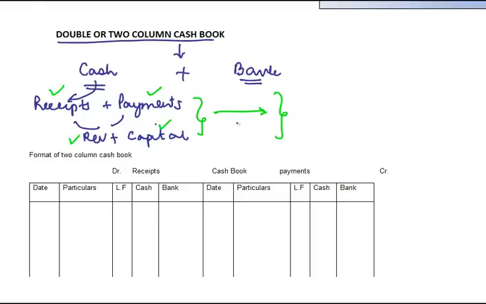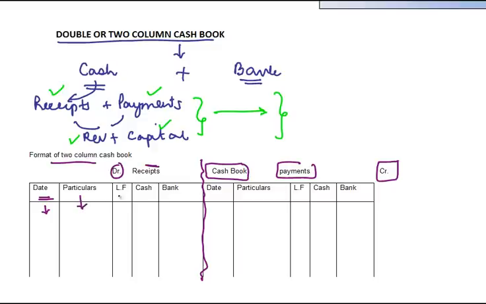If you just look at the format, this is the format of a two-column cash book. You have the debit or the receipt side. You have the cash book, this is the name. You have the payments or the credit side. The date represents the date when the transaction happens. Particular represents the party, the other account which is debited or credited. Ledger folio, as I explained to you, is the page of the ledger on which this transaction is posted.